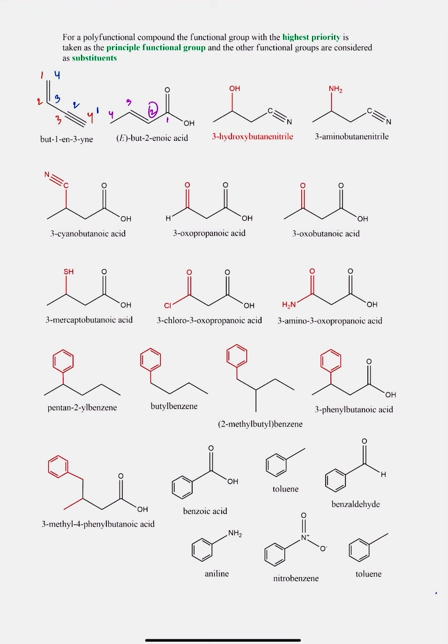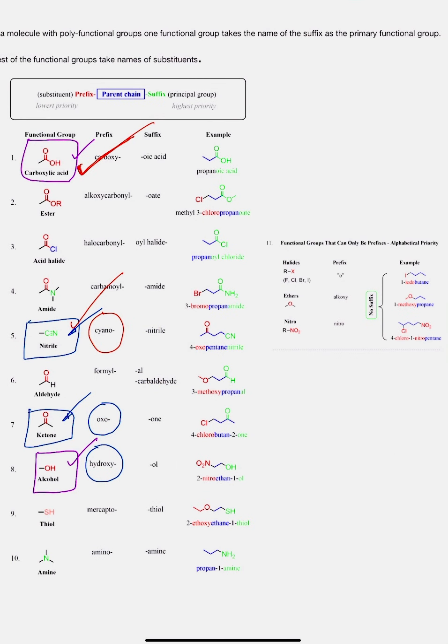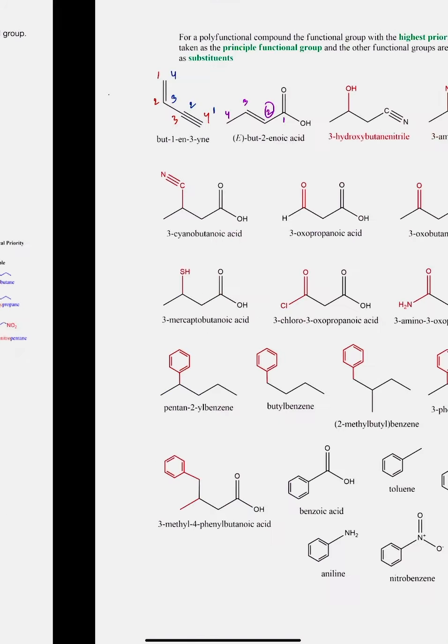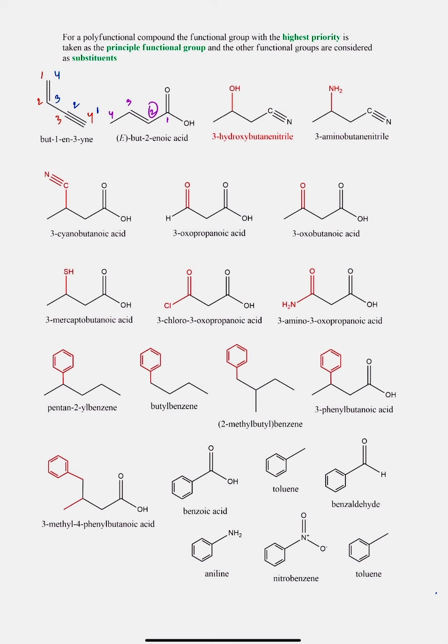What about this? You have a nitrile group as well as an alcohol. So we know that nitrile group has higher priority over alcohol. We have seen in the table here. The nitrile group has priority over alcohol. So alcohol becomes the substituent. So the name of this compound is, you number from here.